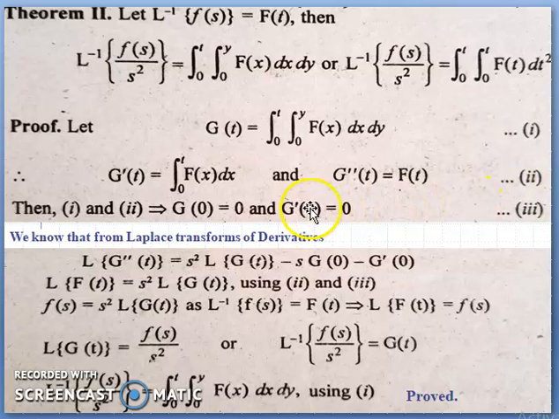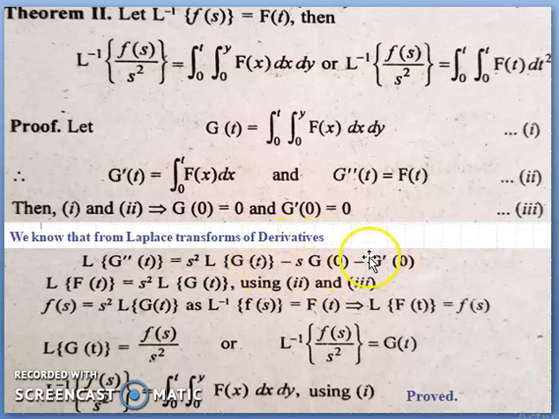We know the Laplace transform of derivatives. So L of g''(t) equals s square L of g(t) minus s g(0) minus g'(0). Again I repeat, the Laplace transform of the second derivative: L of g''(t) equals s square into L of g(t) minus s g(0) minus g'(0).